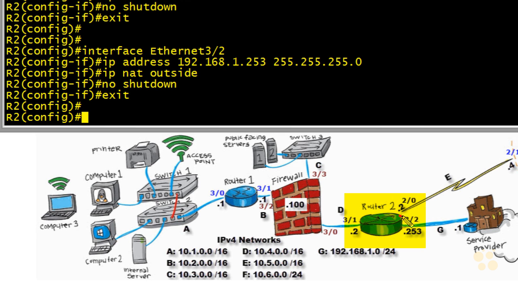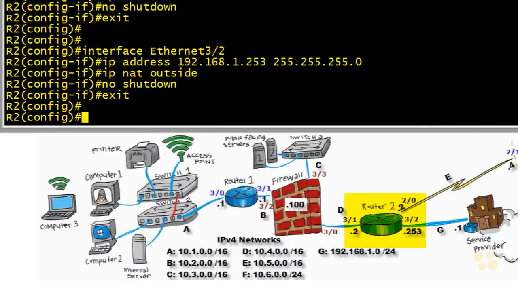Next, we have this interface right here. This is serial 2/0 that's connecting to our service provider for a wide area network connection over to our branch office. And that is network E, the 10.5.0.0/16 network. The IP address we're going to have on R2 is .2 as the host ID.